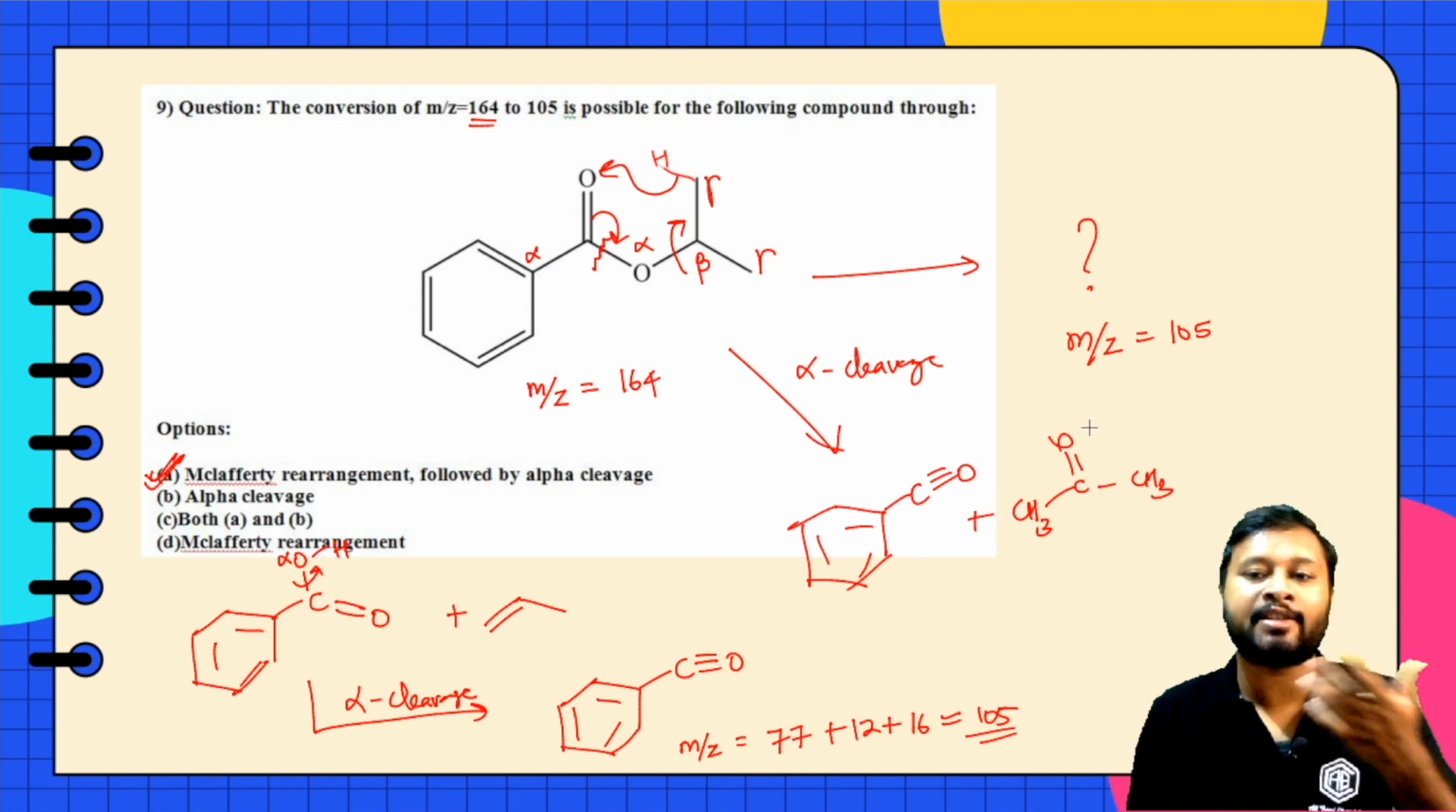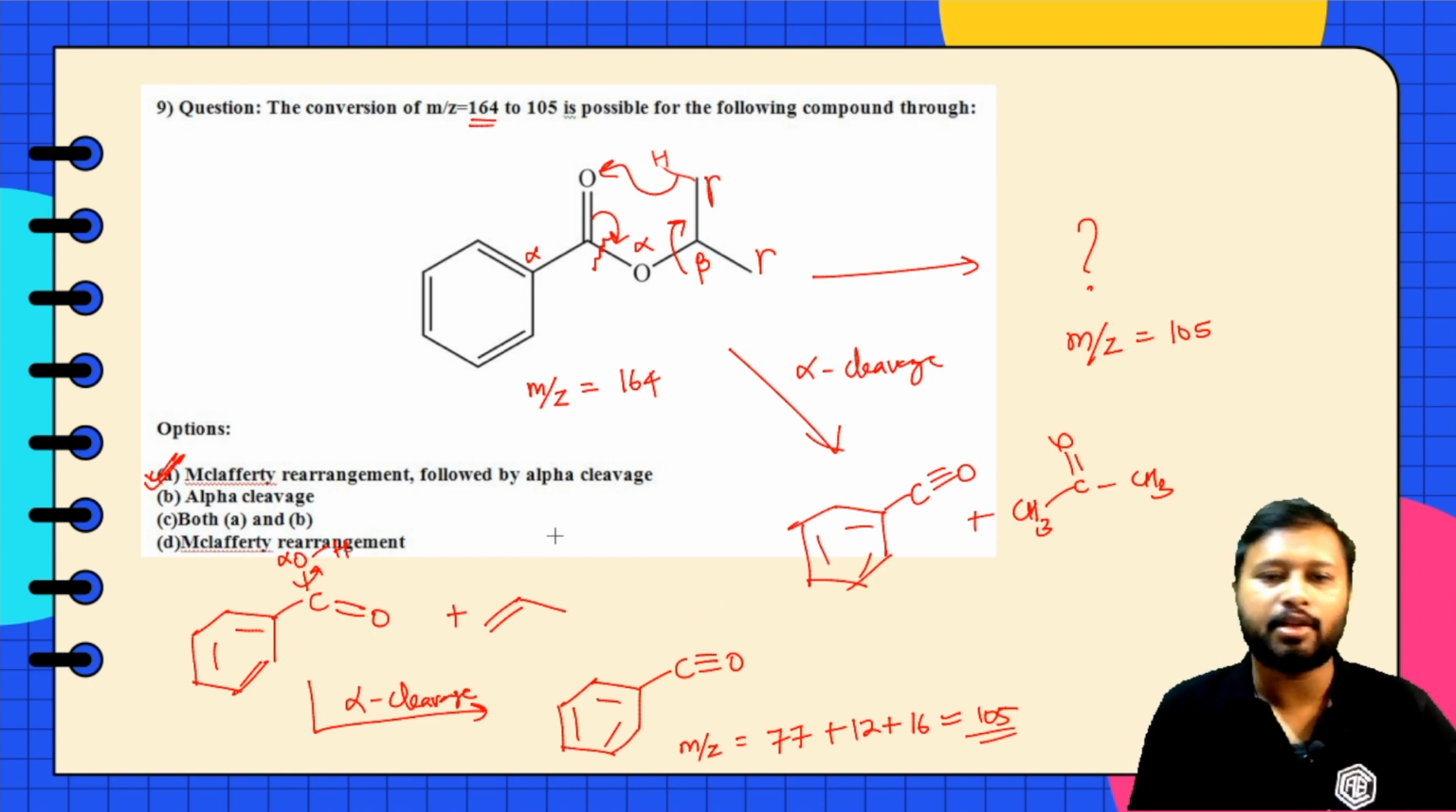So this is what you are going to expect to get over here. That means that from both the cases, by doing alpha cleavage, or by doing McLafferty followed by alpha cleavage, in both the cases you are actually going to get the species of mass 105. So both A and B are correct options. Your correct answer becomes option number C. So option C is the correct choice for this particular question.